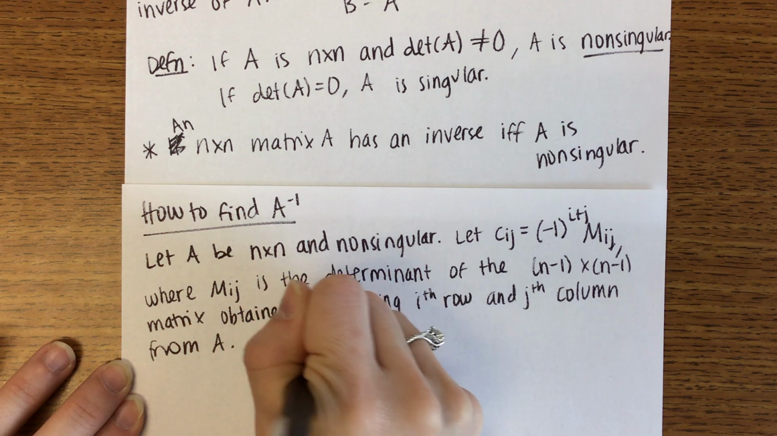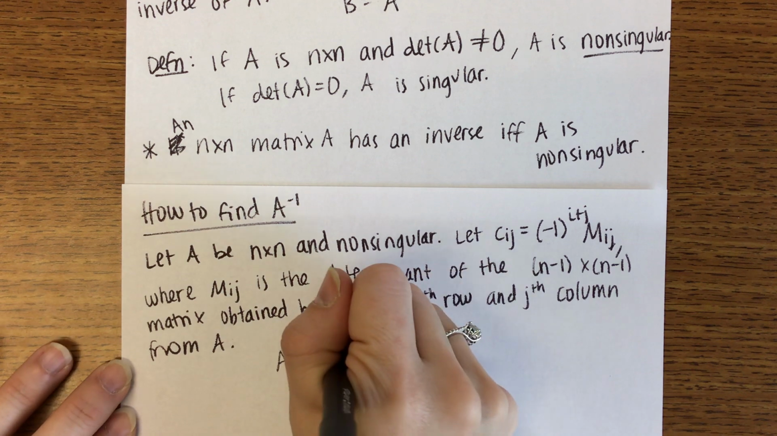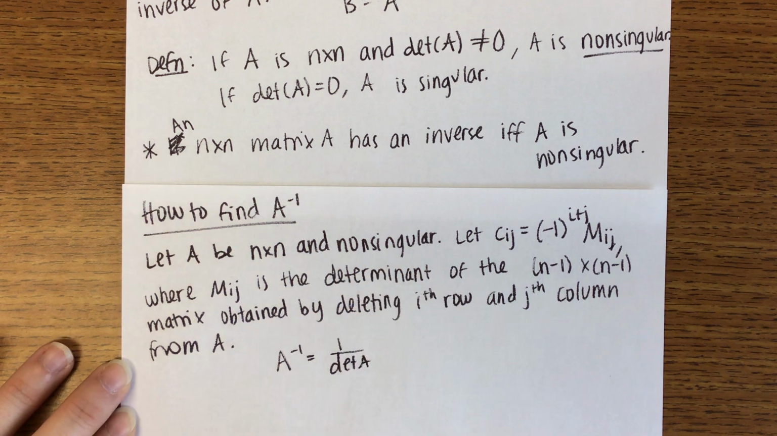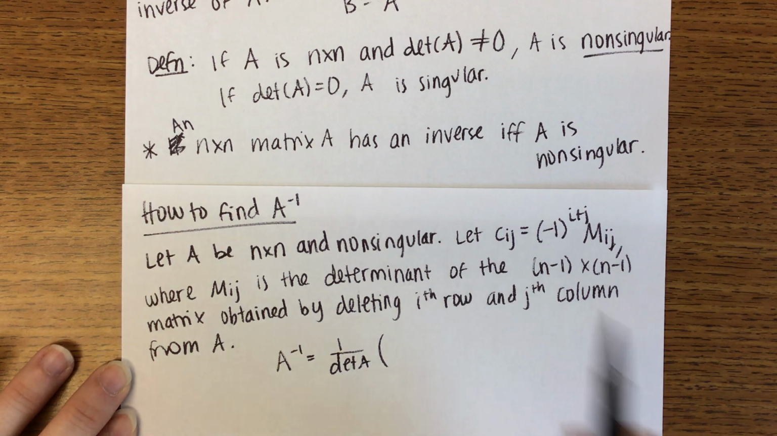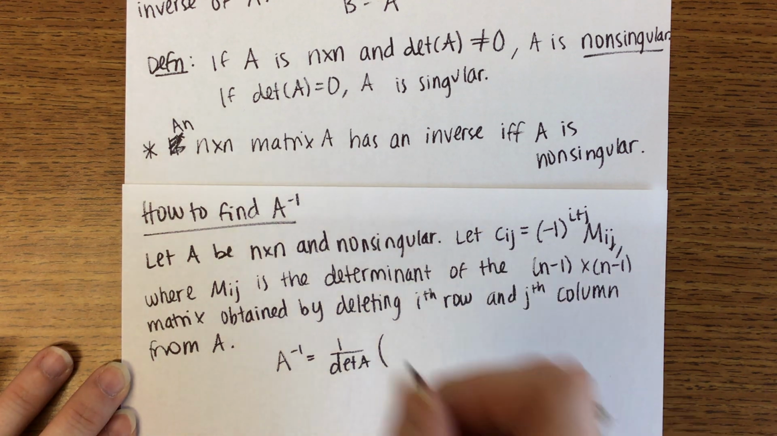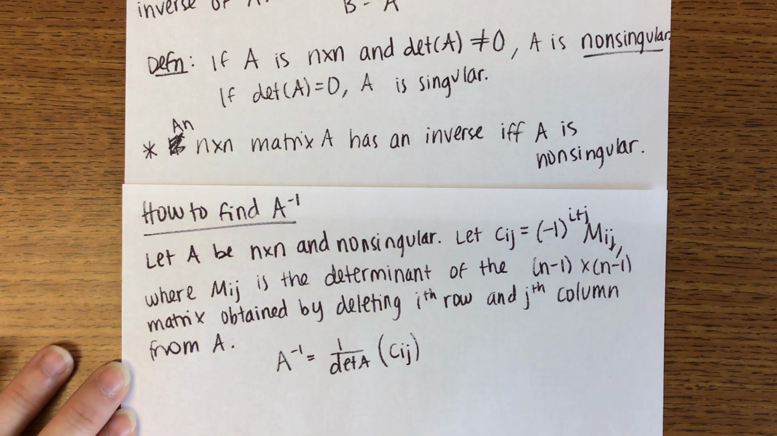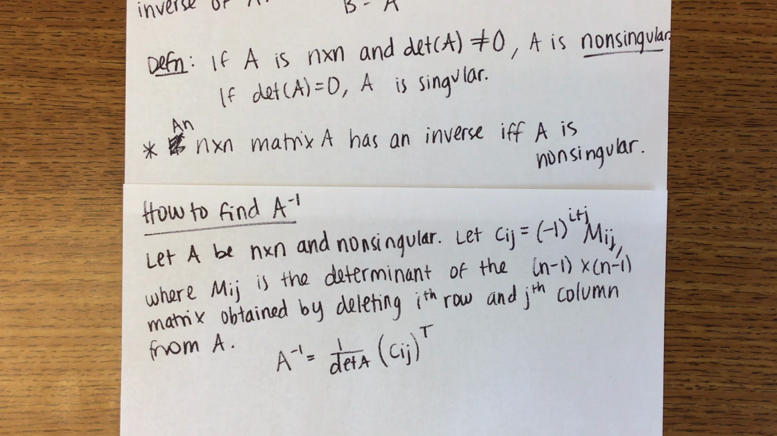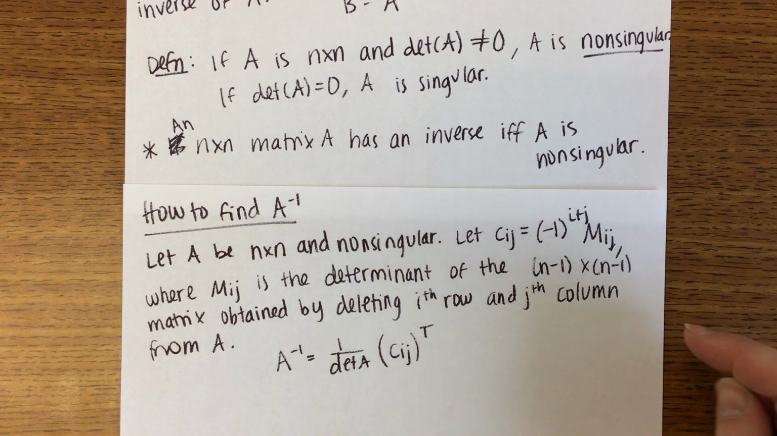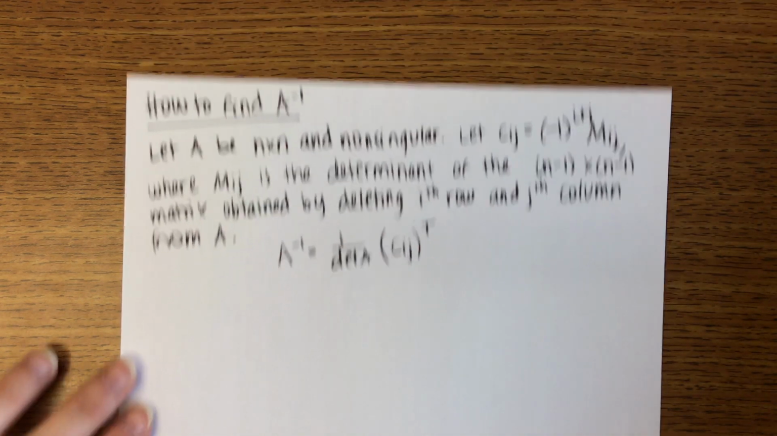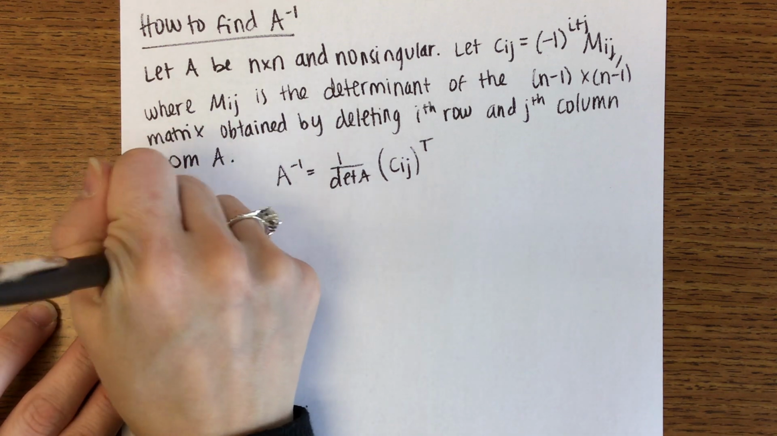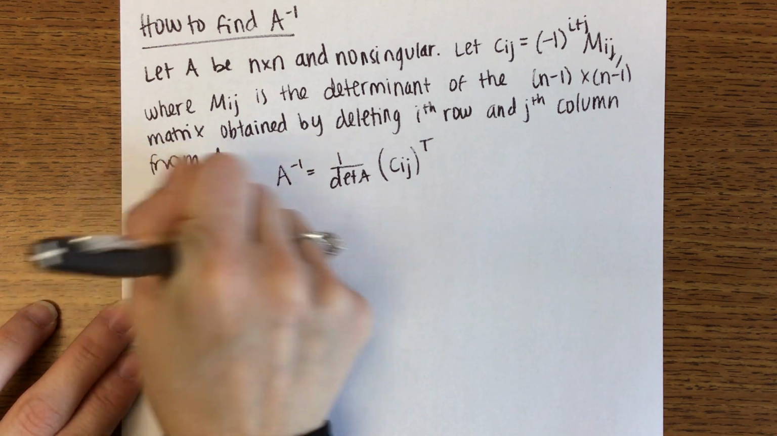Then the inverse, you take 1 and divide by the determinant of A. This C of ij is a constant, so you find all of those constants, and then you take the transpose of that matrix. Okay. So I think we look at this and we're like, I have no idea what that means. So I think it's best to just look at an example. It looks really complicated. It's actually not too bad. So we're going to do a few different examples with this.